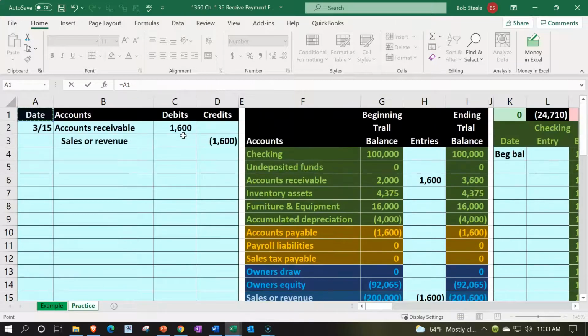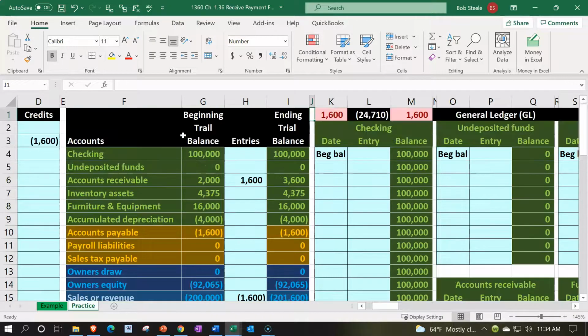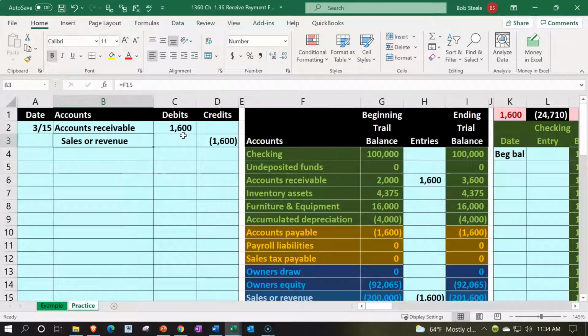Scrolling back up, and we're going to be picking up that 1,600 and enter. So it went up from 2,000 up by 1,600 to 3,600. That 3,600 then is on the trial balance as well. We're out of balance on the general ledger by the 1,600 until we record the other side going to sales.